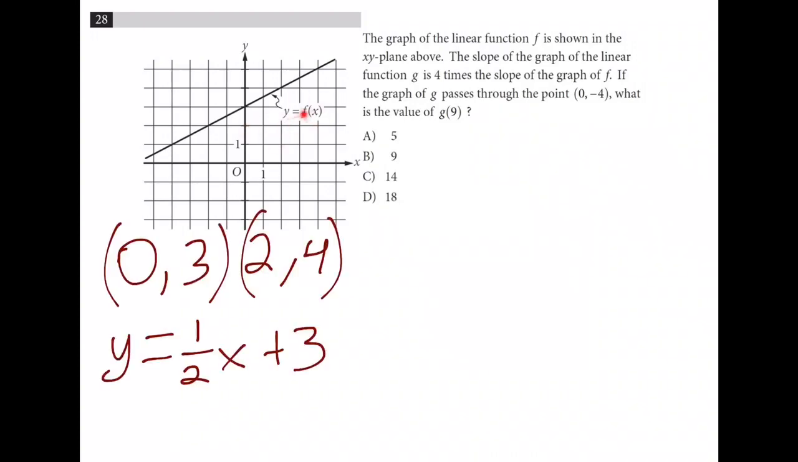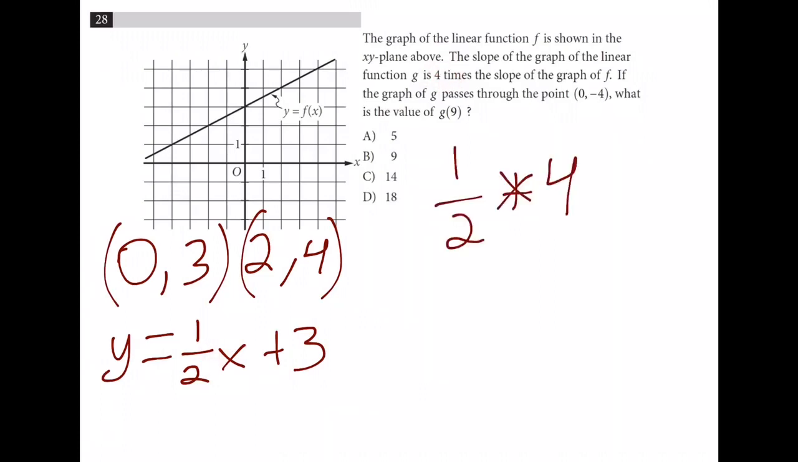So the graph shows f of x, and if we pick a couple points, 0, 3, and 2, 4, we can find the slope and the intercept using these points. We notice that when we go 2 to the right, we go up 1. And slope is written as rise over run, so it's up 1 over 2, 1/2. And my intercept, when x is 0, what is y? It's 3. They tell us that for function g, the slope is 4 times this slope.